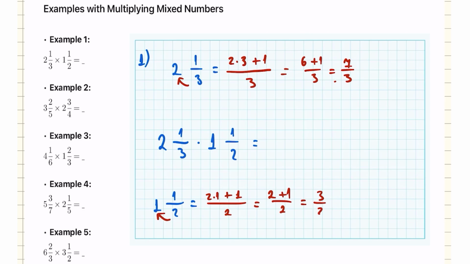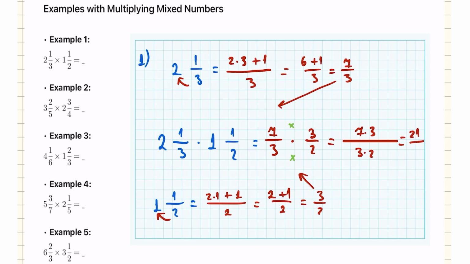Now we can multiply. We write 7 over 3 multiplied by 3 over 2. And now we multiply normally, numerators and denominators. This is equal to 7 times 3, the top part, and 3 times 2, the bottom part. And the answer is 21 over 6. That's the final answer.